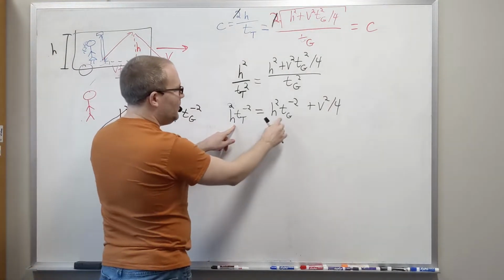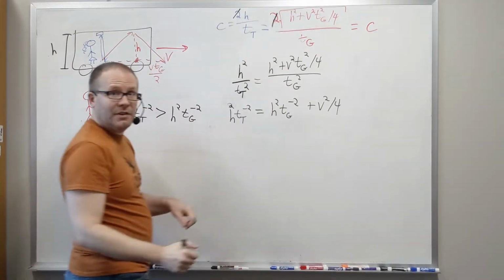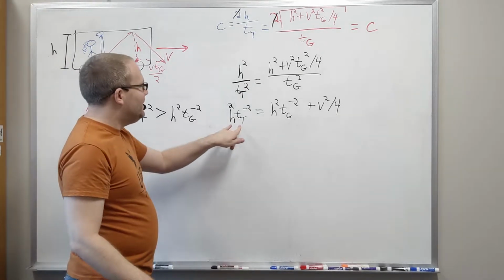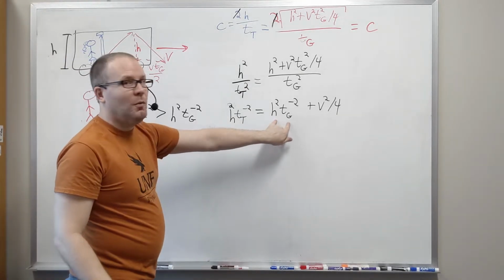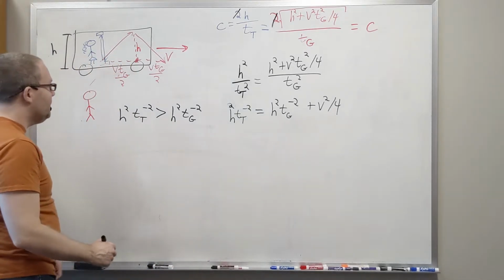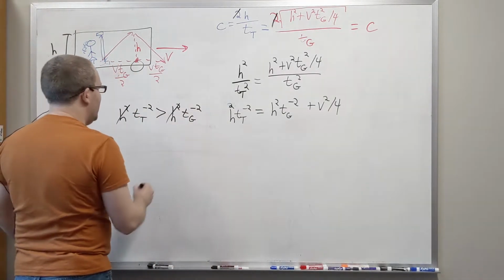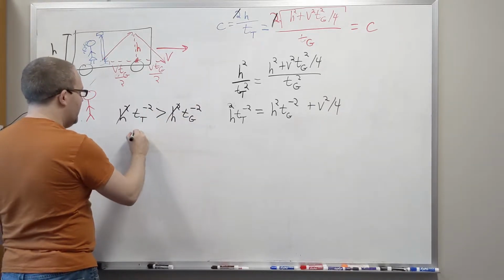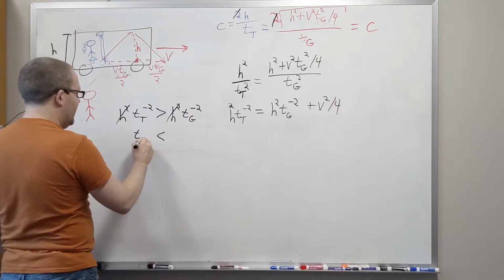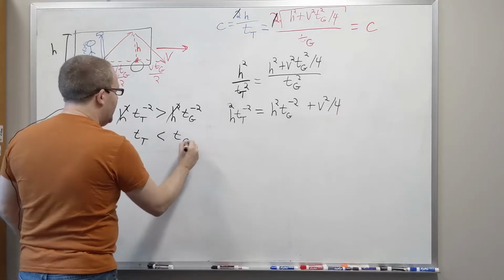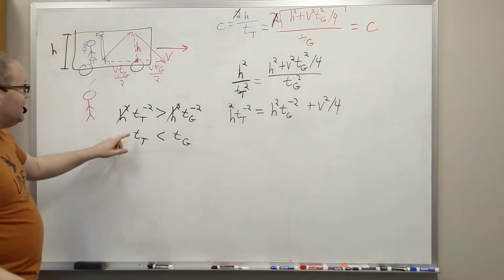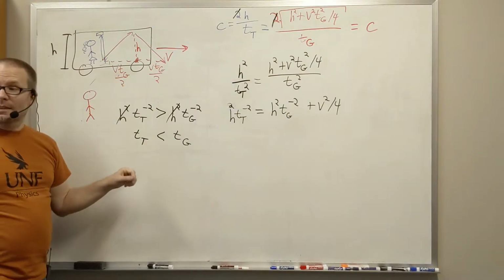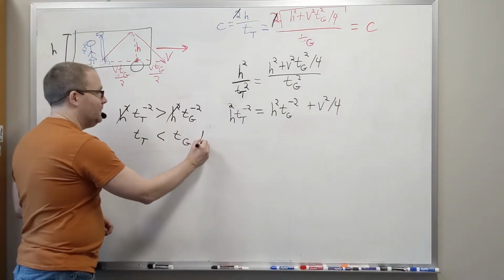Because this thing equals this thing plus an extra piece being added, that means this thing on the left has to be bigger than this one piece on the right over here. I can cancel out these h squares, and I can put these folks in the numerator if I flip the greater than sign into a less than. And so what I immediately get out of this is that the time on the train has to be less than the time on the ground.